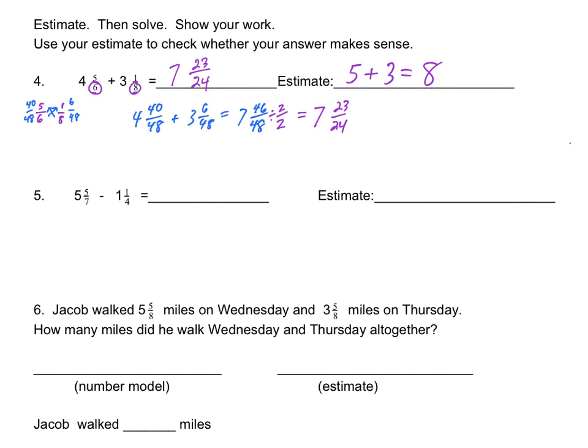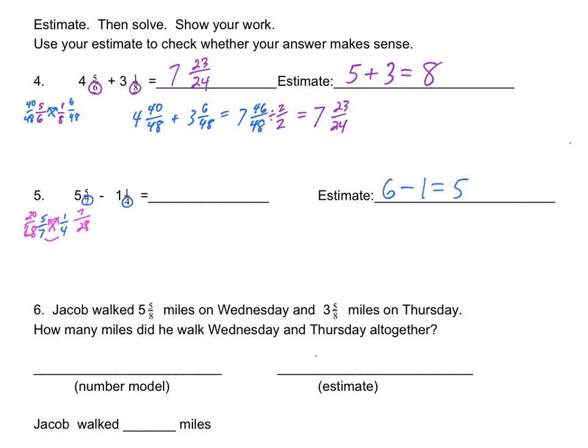We have subtraction now. We have 5 and 5/7, so I'm going to go ahead and say that's basically 6, minus 1 1/4, which is 1, so my answer should be somewhere around 5. Now again, my first issue is I do not have common denominators, so that's a problem. So my first thing, I need to do a little cross multiplying here. Get 20 on this one, 7 on this one. 7 times 4 is 28.